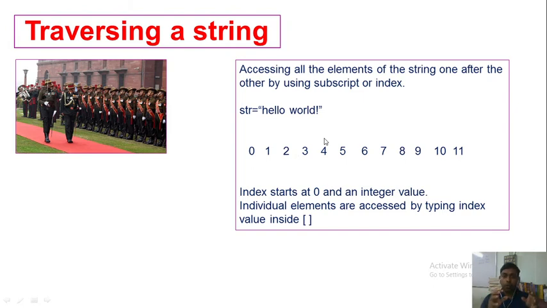Then we're using the concept of index or subscript to traverse through the string. Index starts with 0 and ends with n minus 1. If you want to access an individual element, for example the O in HELLO, we have to use the index of it along with str. Counting 0, 1, 2, 3, 4, 4 will be the index of O.